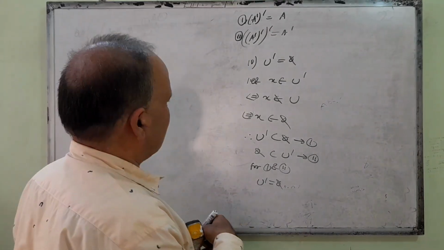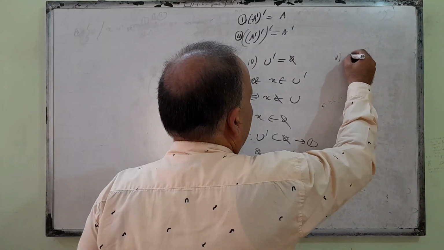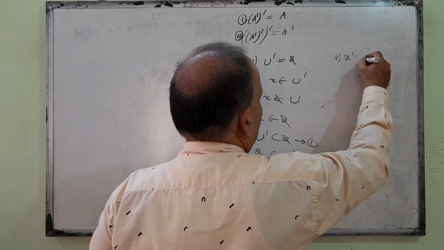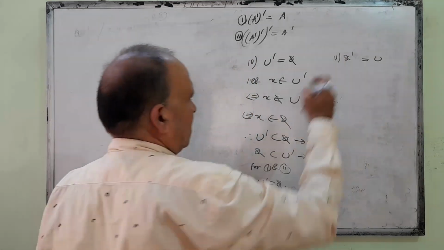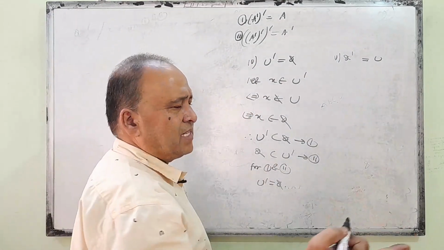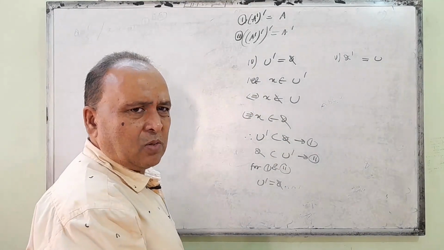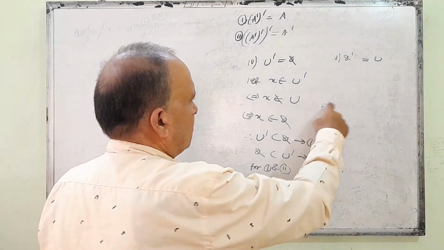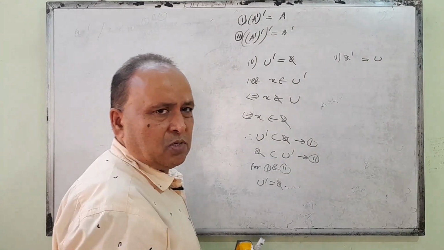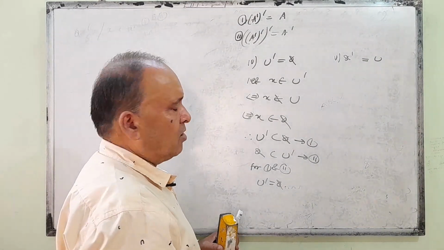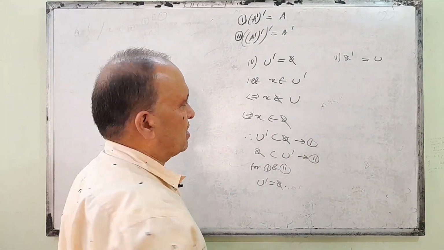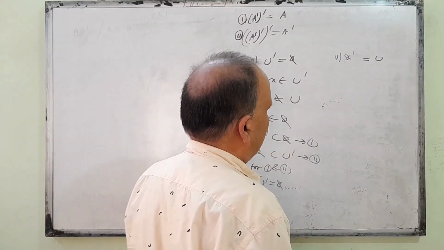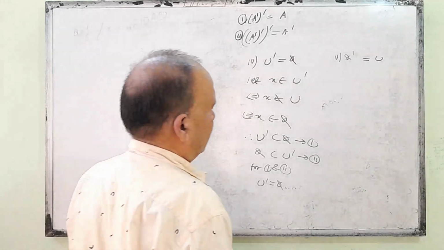Next, come to your another property, phi dash is equal to U. Let X belong to phi dash. This implies X does not belong to phi. If X does not belong to phi, this implies X belongs to U. If X is not in a null set, then X must be in the universal set. So phi dash is a subset of U, and U is a subset of phi dash. So we can say phi dash is equal to U.